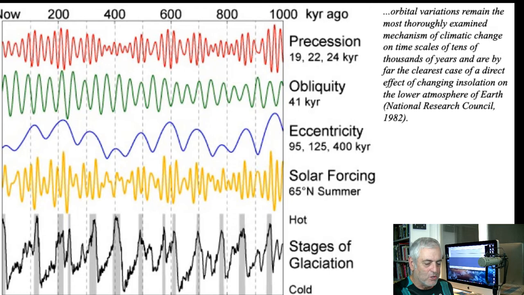So precession, obliquity, and eccentricity, when you add them all together, that's the yellow line down here. That's called solar forcing. And that's the solar irradiance, if you will, at 65 degrees north latitude here in the summer. And so that's the northern insolation, if you will. And if that's the insolation, the bottom curve down here has nothing to do with the predictive Milankovitch parameters based on what our inclination is relative to our rotational axis or the eccentricity or any of those things.